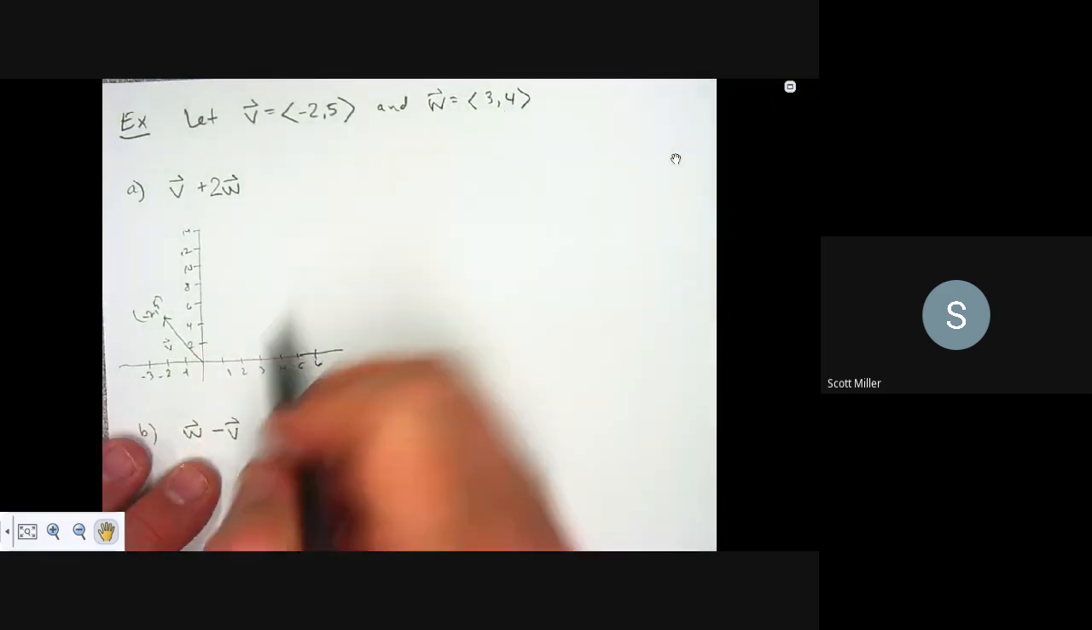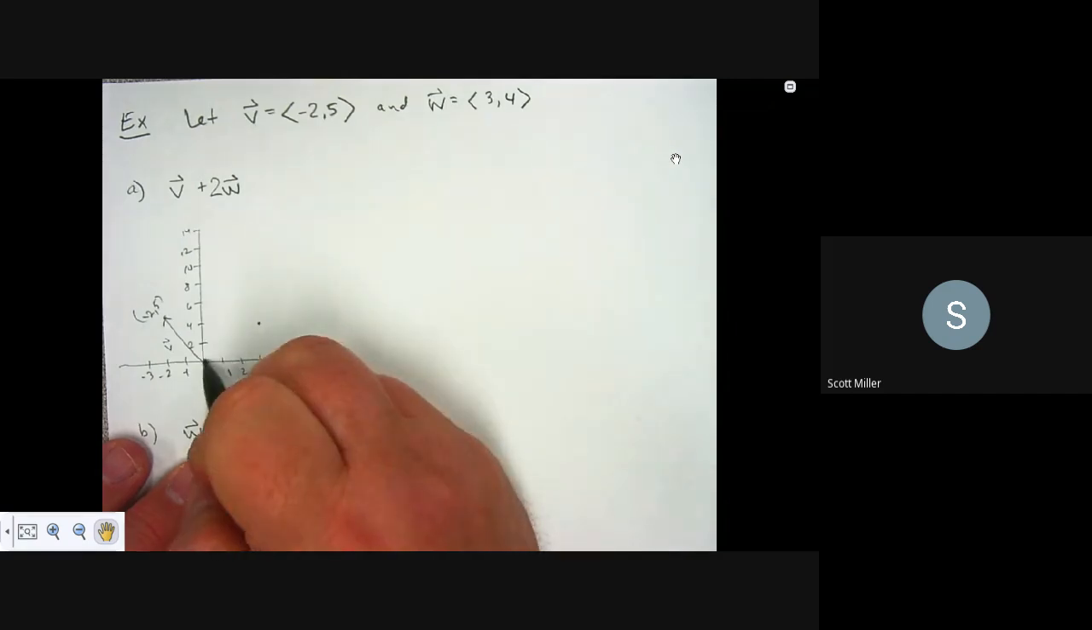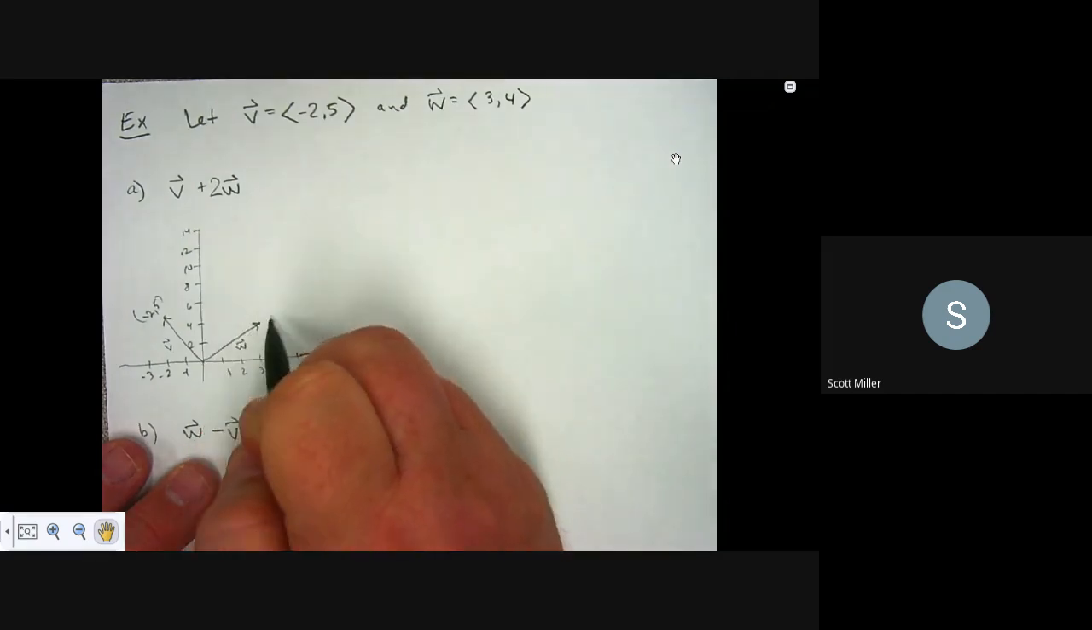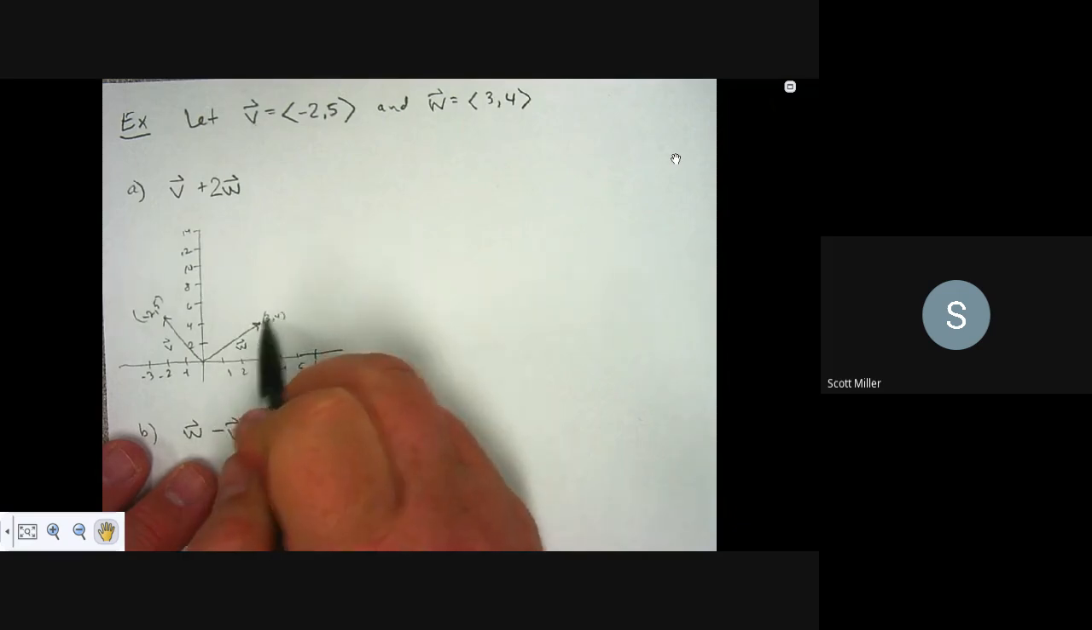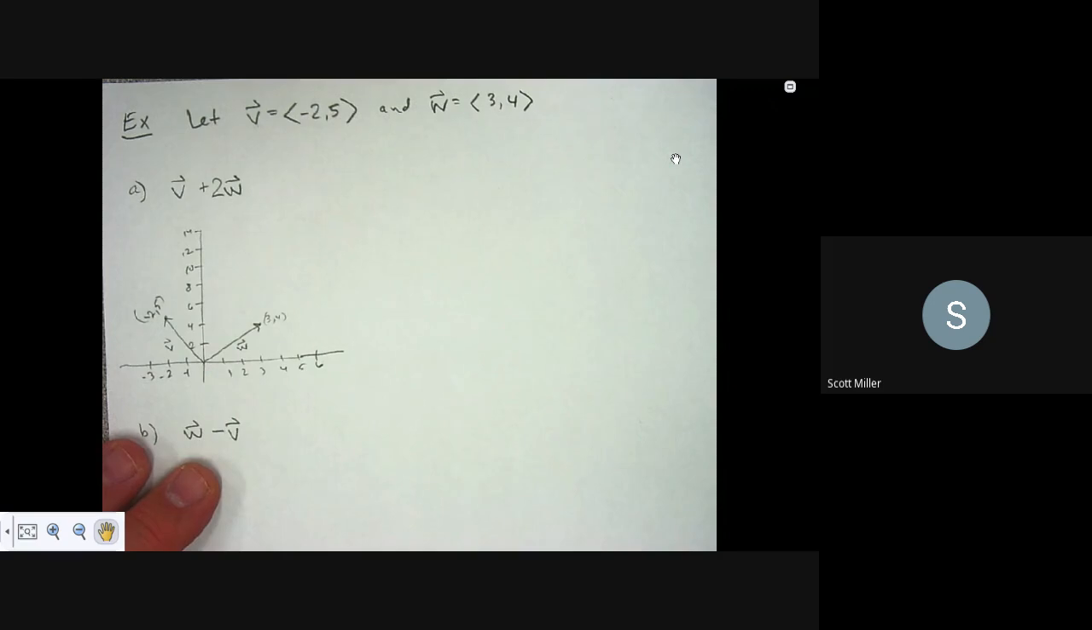This vector is 3, 4. So go over 3 and up to 4. Put a dot there. And then that is vector w. This is 3, 4. When I do the point here, I'm naming the point, so it's as a point, not as a vector. So what I want to do now is I want to find the resultant of this thing.